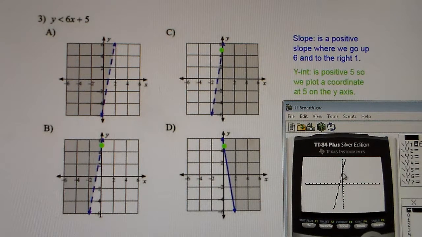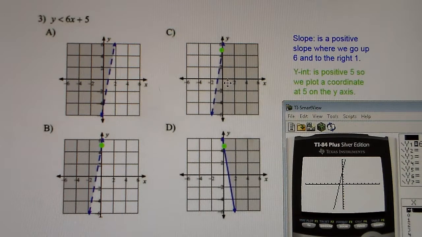But if you could see, our y-intercept is at +5. It's at a positive number here. So A could be eliminated because our y-intercept is at a negative number. So we're down to B and C. So we're going to test that 0, 0 point.